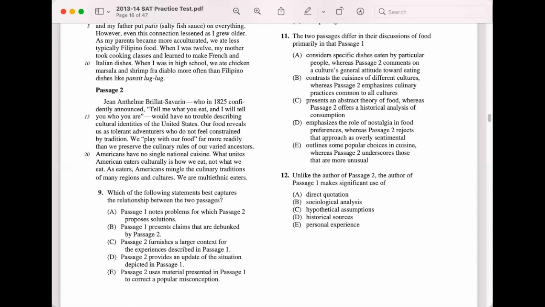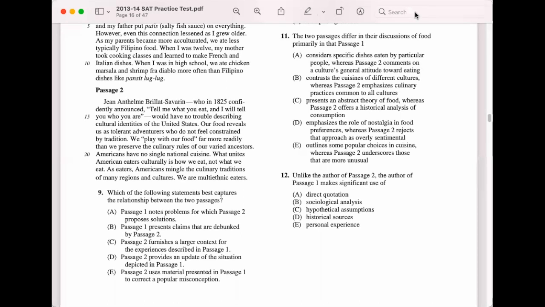So number 9, which of the following statements best captures the relationship between the two passages? Option A, passage 1 notes problems for which passage 2 proposes a solution. Option B, passage 1 presents claims that are debunked by passage 2. Option C, passage 2 furnishes a larger context for the experiences described in passage 1. D, passage 2 provides an update of the situation depicted in passage 1. And E, passage 2 uses material present in passage 1 to correct a popular misconception.